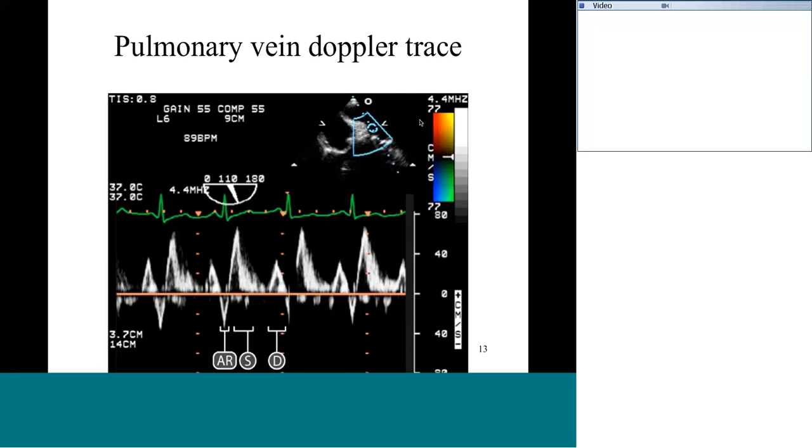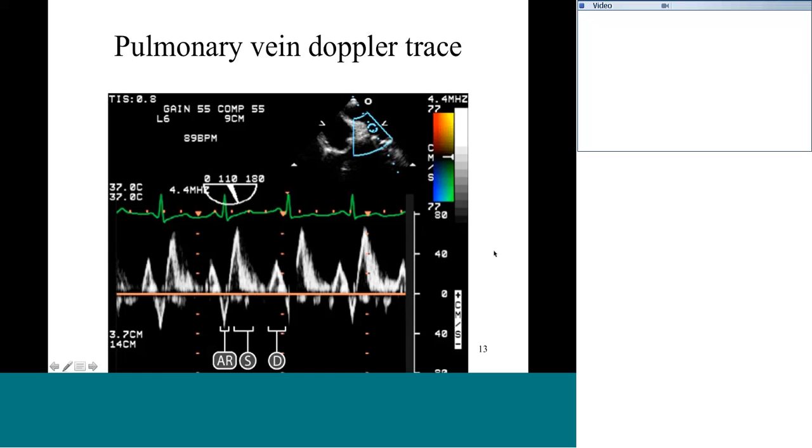Now about what is a normal Doppler trace. We have got a systolic wave, a diastolic wave, and an atrial reversal wave. Normally, the systolic wave is a bit more prominent than the diastolic wave, and the atrial reversal is seen during the PR segment. So this is the normal pulmonary venous Doppler.